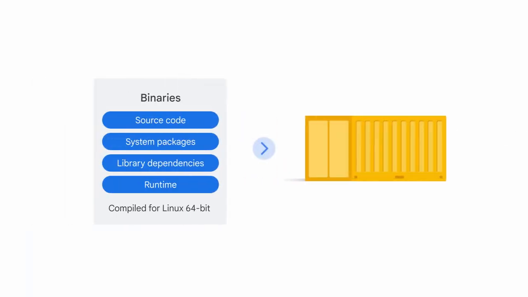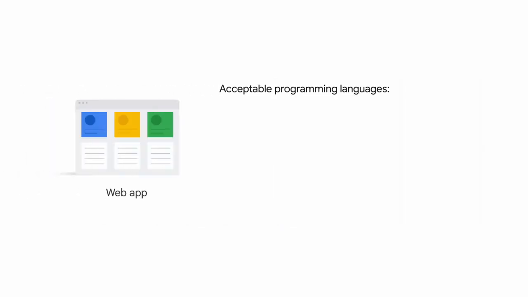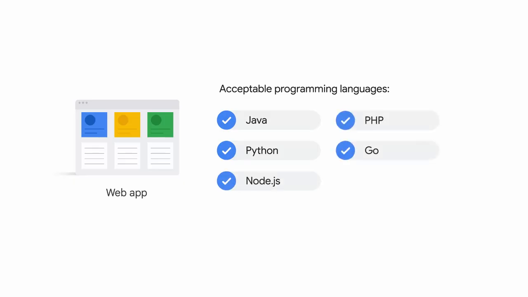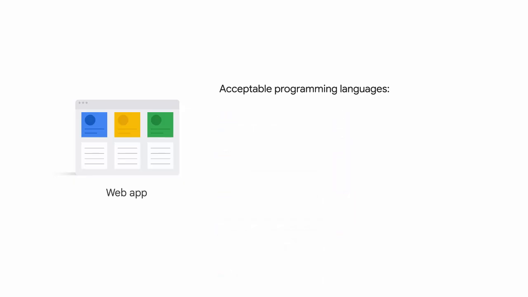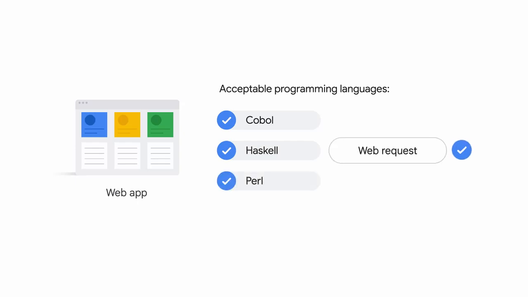You can use Cloud Run to run any binary as long as it's compiled for Linux 64-bit. Now, this means you can use Cloud Run to run web applications written using popular languages, such as Java, Python, Node.js, PHP, Go, and C++. You can also run code written in less popular languages, such as COBOL, Haskell, and Perl. As long as your app handles web requests, you're good to go.